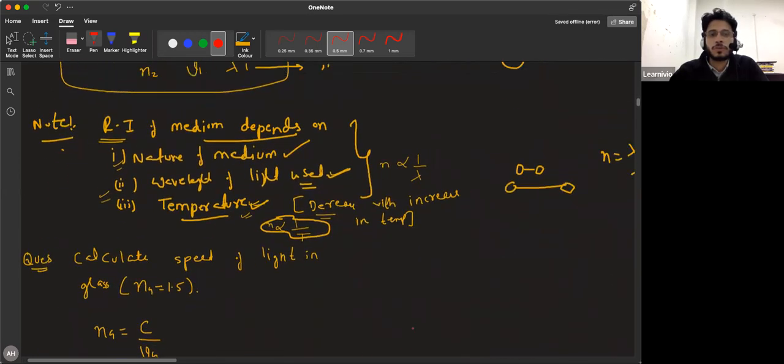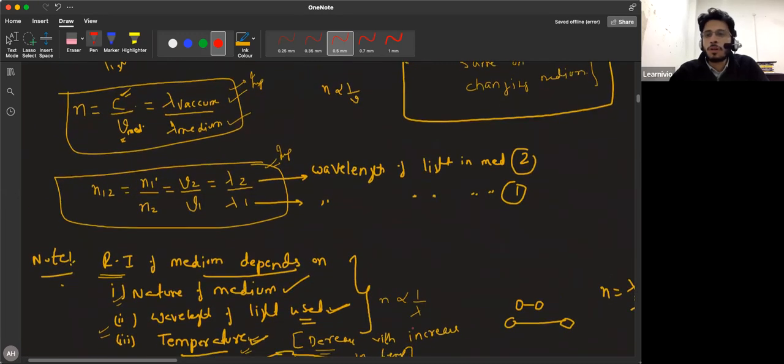this is a conceptual question. What are the factors on which the refractive index of a medium depends? The refractive index of a medium depends upon the nature of the medium. Obviously, for different mediums, you have different refractive index. It also depends upon the wavelength of light used.